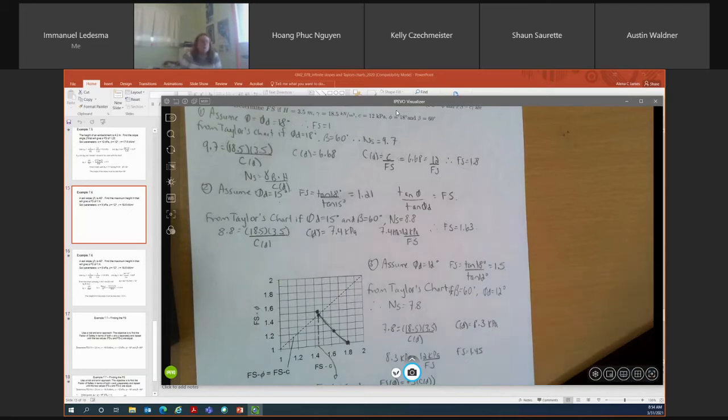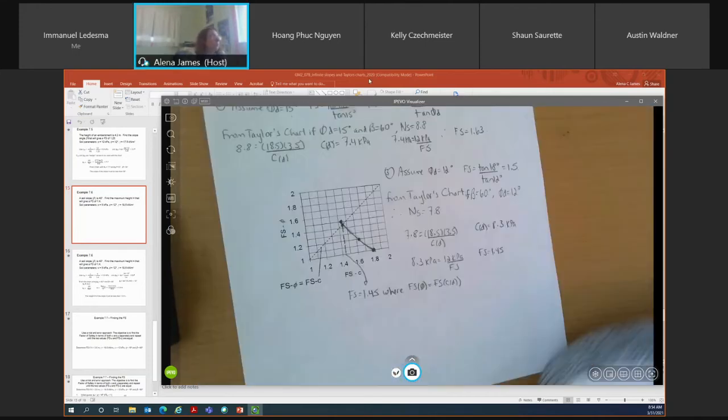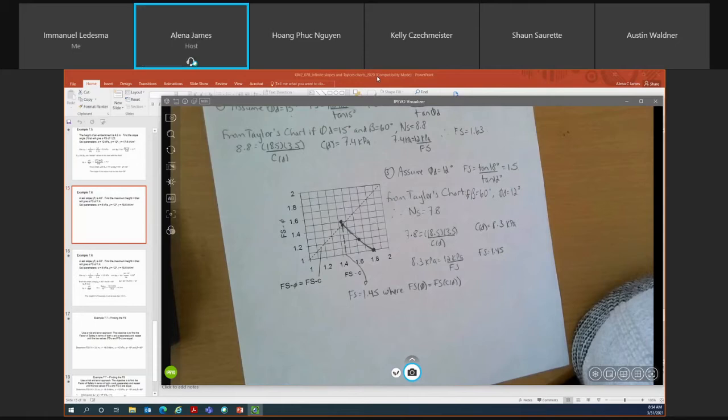Do make sure you review the material prior to Taylor's charts, so the material on infinite slope and calculating factors of safety for infinite slopes. So do make sure you review that material as well. Otherwise, we'll reconvene at 10:05 and we'll go through flexible wall permeameter testing, if that works. Okay, so we'll come back at 10:05.